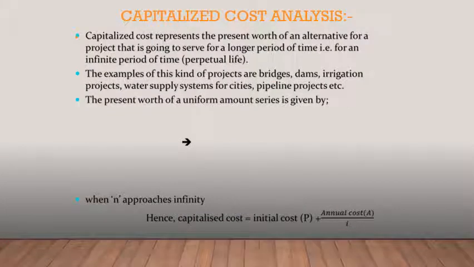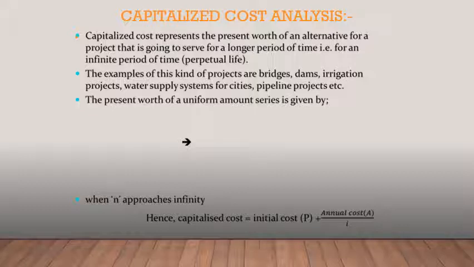Now let us analyze the capitalized cost situation. What is a capitalized cost? It represents the present worth of an alternative for a project that is going to serve for a longer period of time. That means n here tends to infinity. For example, dams, buildings, bridges. These are all assets which are assumed to last forever, goes up to infinity. Even the factories are assumed to last for a very long time, and hence here n tends to infinity.